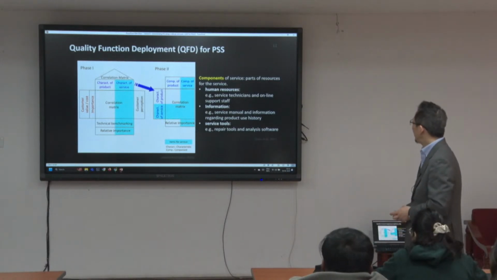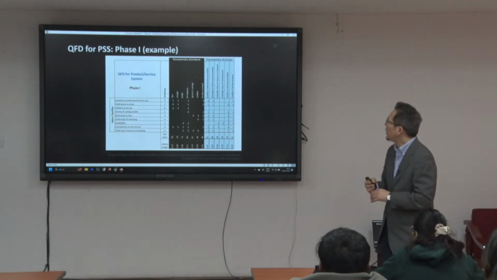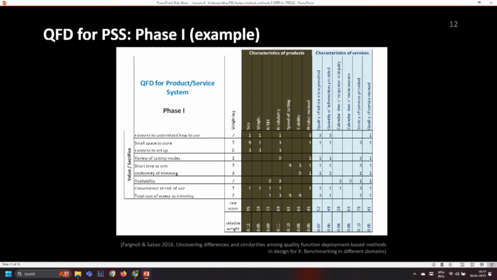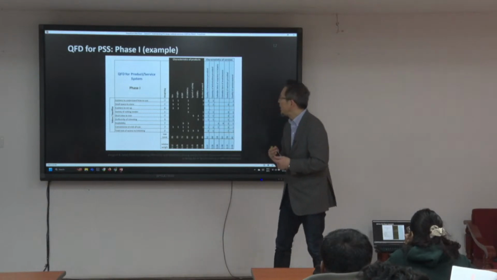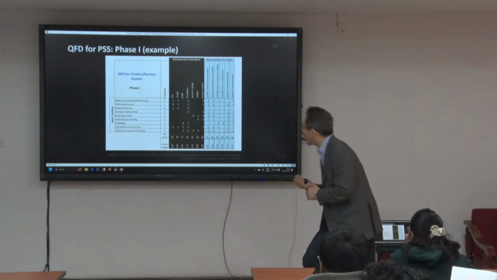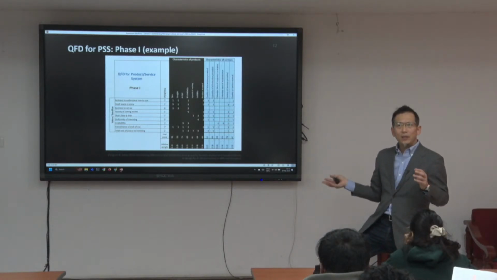Okay, good. And one example for QFD for PSS phase 1 may look like this. The customer value could be, in this case, used for the grass cutter and the related services. Customer value could be easiness to understand how to use the product, small space to store, easiness to set up, variety of cutting modes, short time to trim, uniformity of trimming, availability, convenience at the end of use, the cost of accessing to trimming. Do these make sense as customer value?